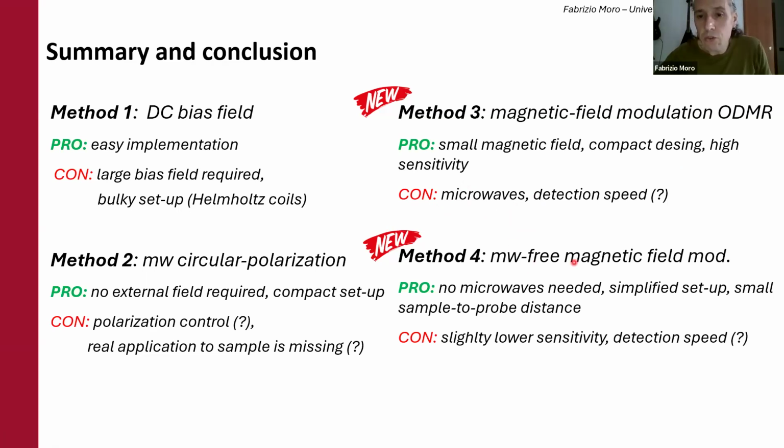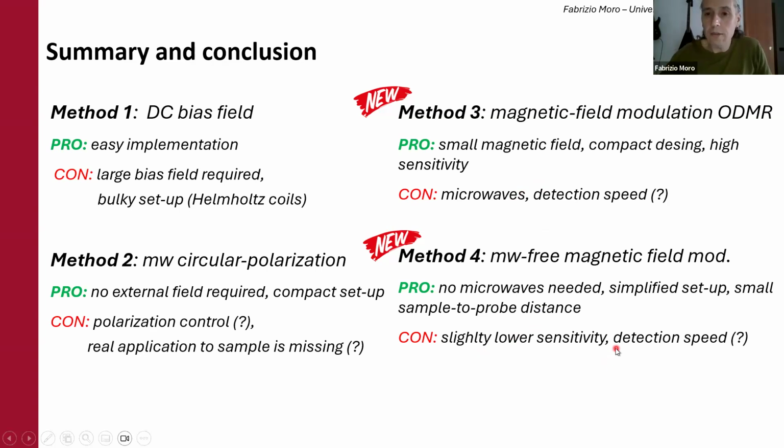And instead, the microwave-free method, of course, doesn't require microwaves, so there's an advantage. It also enables a much smaller distance between the sample and the probe, therefore enhancing the spatial resolution. The cons are that it provides a slightly lower sensitivity compared to method 3, the resonance method.